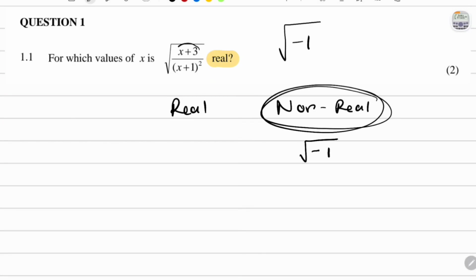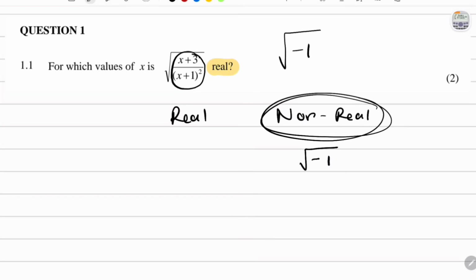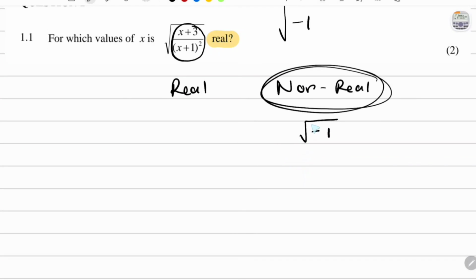So it means that if everything under this radical, under the square root, is negative, then this is going to be non-real. So now we know that for that expression to be non-real, this is what needs to happen. For it to be non-real, that numerator, x plus 3, needs to be negative, or the denominator needs to be negative. Now, how do we show that it needs to be negative? Negative numbers are numbers that are less than 0.